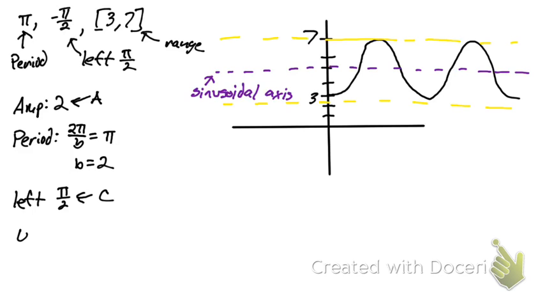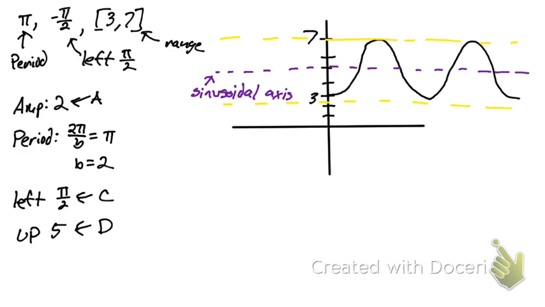So it goes up 5 units, which is our d value. I have my a value, amplitude. I have my b value, which is 2. My c value, which is pi over 2. And my d value, which is 5. Now it's just writing the function.